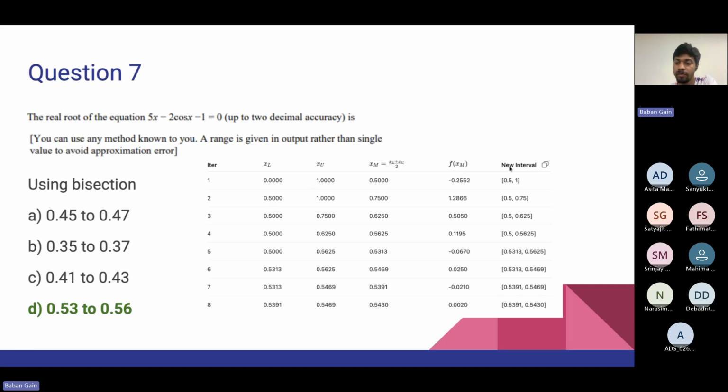Okay. So if you continue this for multiple steps, at some point you will come to a value. See, the middle is changing. At this point it is like 0.5469, 0.5391. So you already got a range that the root will be within. So this is one method, bisection.